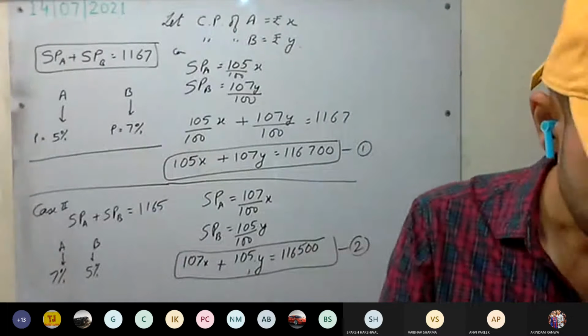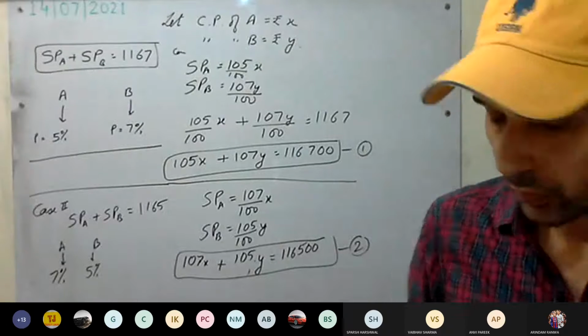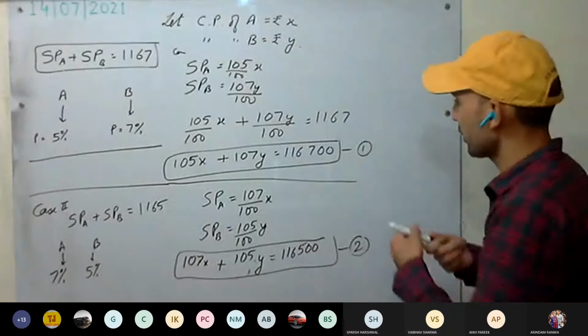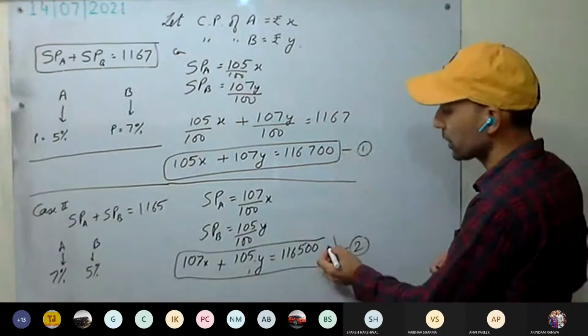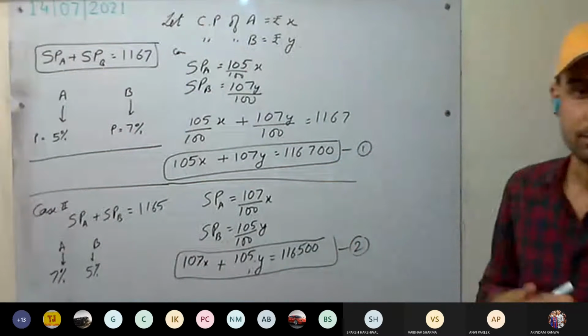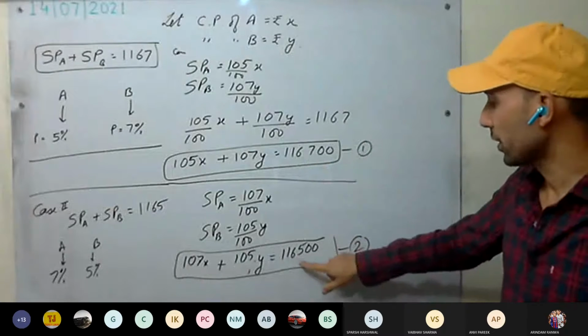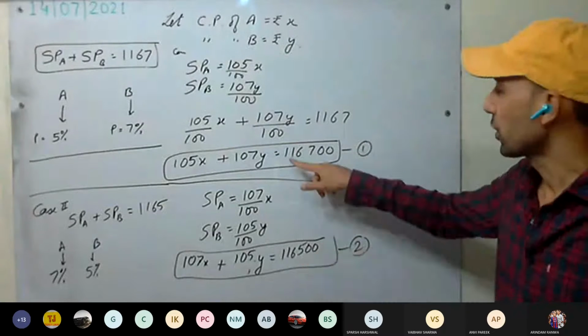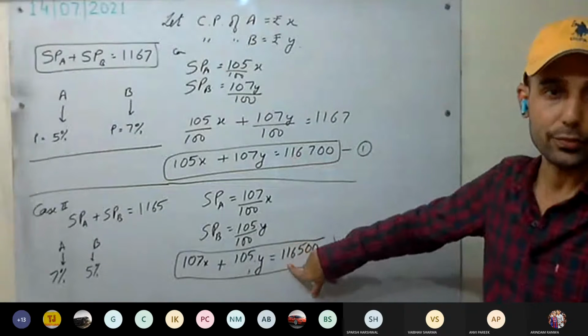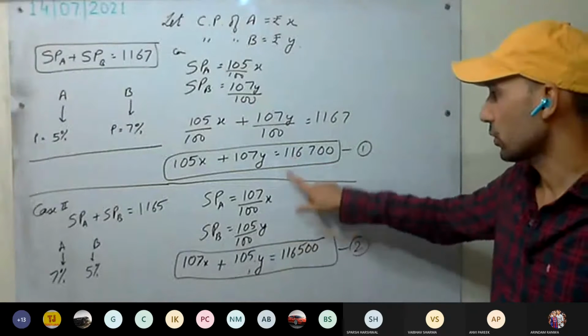1167, 1165. Okay. But here 105 as well will come, 107 will as well come. Only 100 you can take common now. Rest it has to multiply with 105 as well, it has to multiply with 107. Okay, these two equations solve it by yourself as homework. If you don't get it, we'll solve this tomorrow.